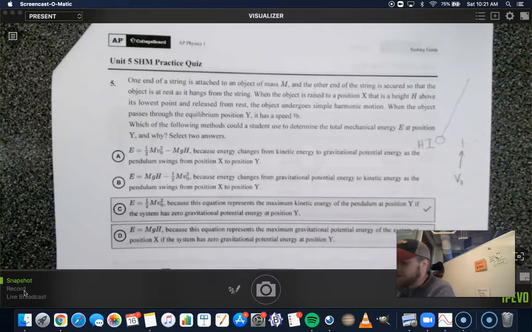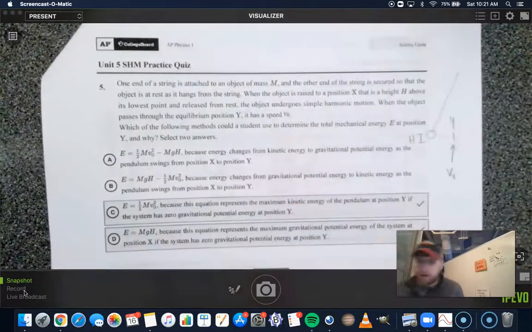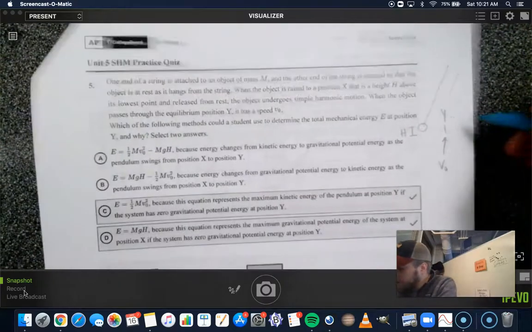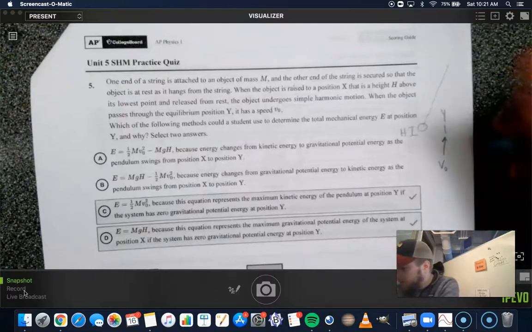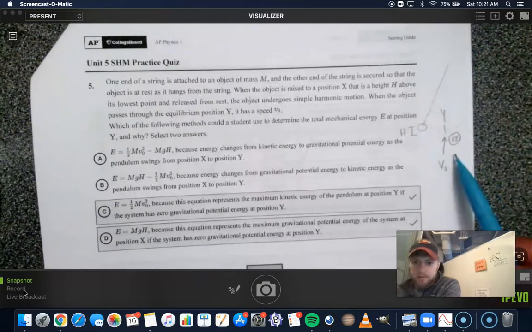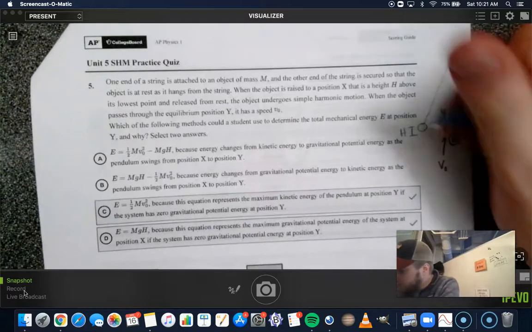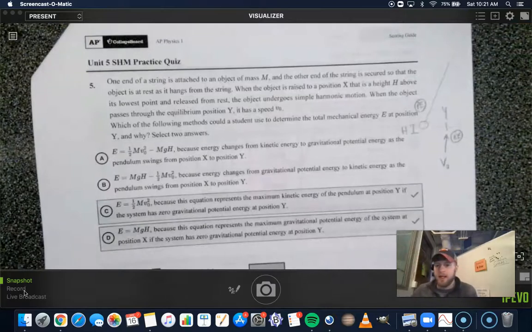Which of the following methods could a student use to determine the total mechanical energy at position y? So position y is right here, the equilibrium position. Now what you folks know is that energy is conserved. So for example, here it's going at some speed. It's actually going to be its largest speed. We know that that's going to be all kinetic energy at that moment. And when it's pulled up to a height h, we know that it's going to have all gravitational potential energy.